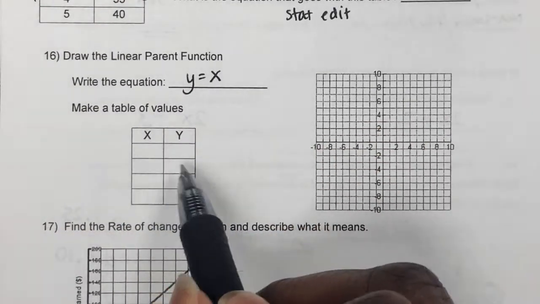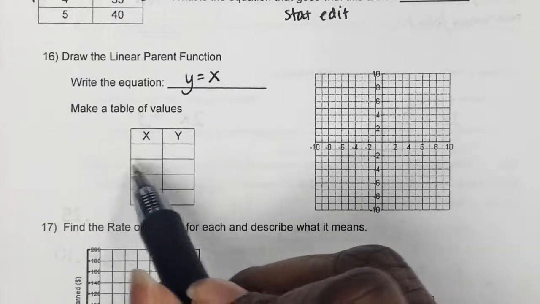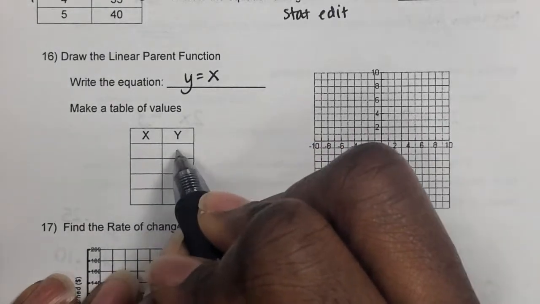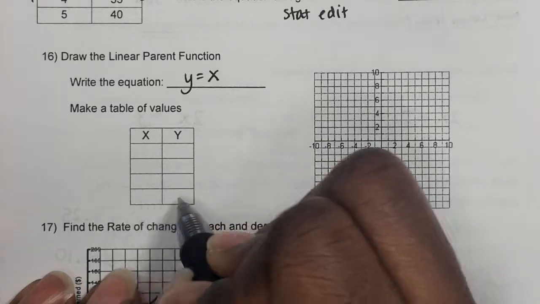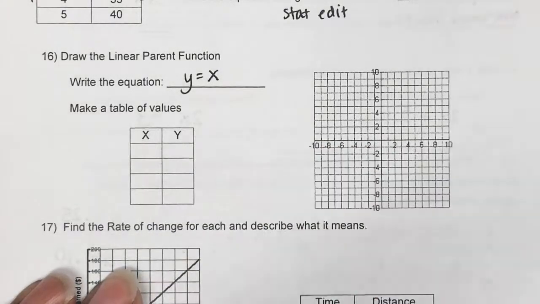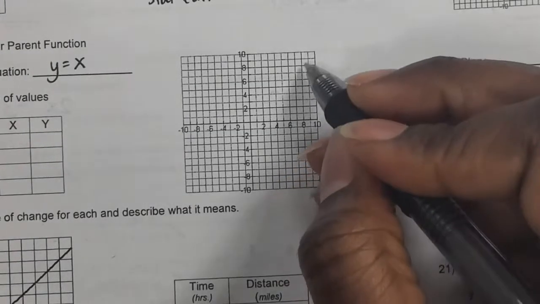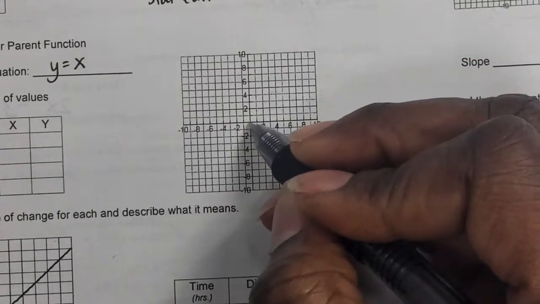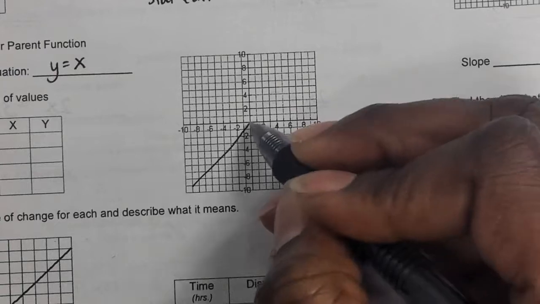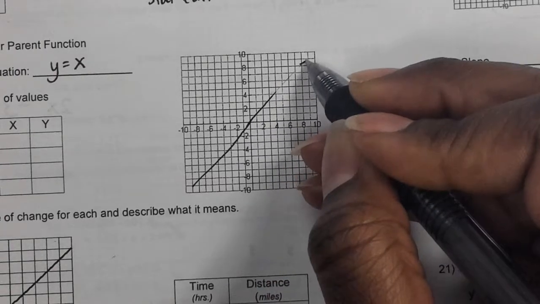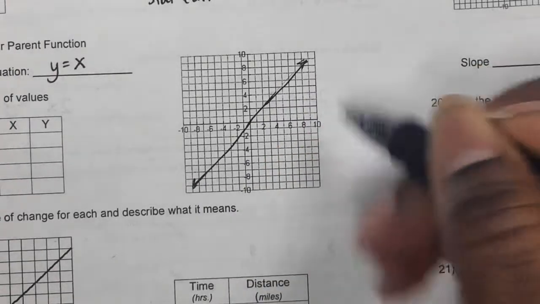What do you notice about this table? Everything is the same. Zeros with 0, 1s with 1s, 2 with 2s, 3 with 3, 4 with 4, 5 with 5. Even the negatives like that too. This one goes straight through like this. It's the perfect diagonal, even if you had a ruler, hopefully.